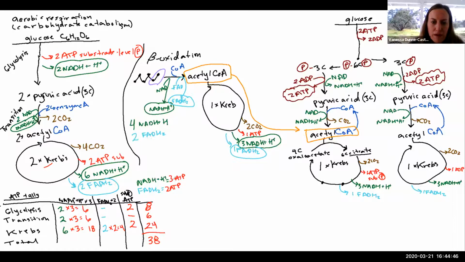Let's go and remember our conversions here. For every NADH plus H plus, we have the potential to make 3 ATP molecules through oxidative phosphorylation. 4 times 3 is 12 ATP through oxidative phosphorylation.